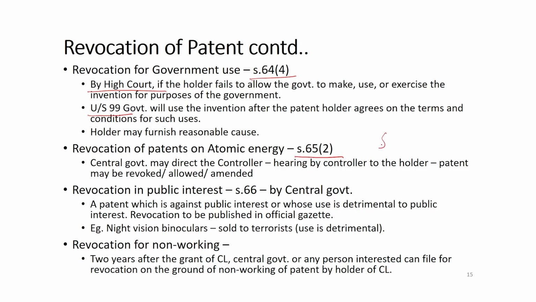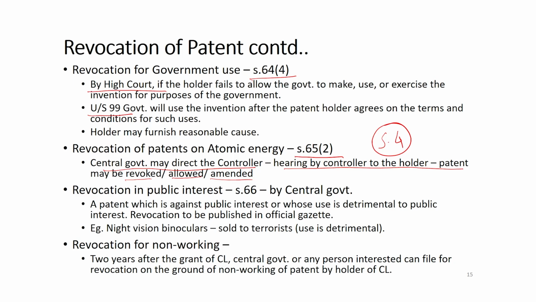If you recall section 4, where we said that any invention which relates to atomic energy is not patentable. But if for any reason a patent has been granted, it becomes a ground for revocation of such patent. What it says is, the central government may direct the controller, the controller will give a hearing to the patent holder, and then finally the patent may be either revoked, or allowed, or asked to be amended.